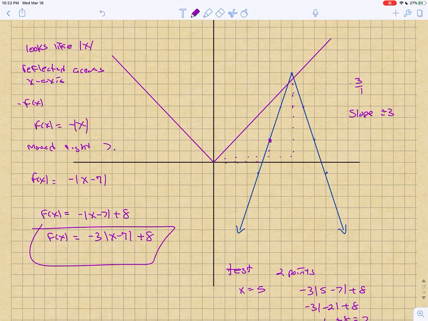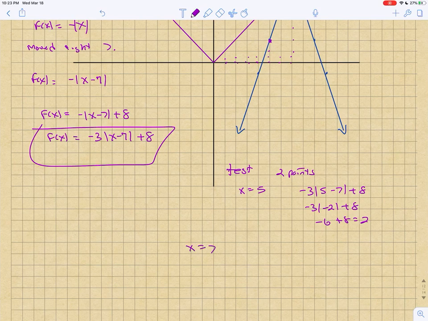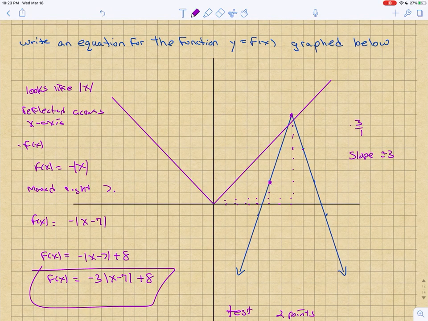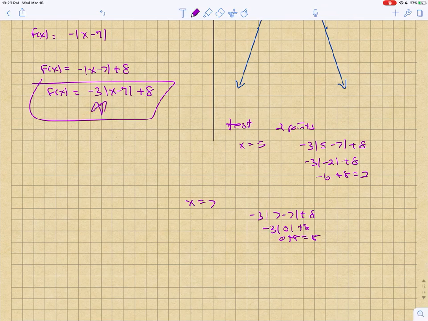If we test this point, which is 7, 1, 2, 3, 4, 5, 6, 7, x equals 7, I get negative 3, 7 minus 7 plus 8, negative 3 times the absolute value of 0 is 0, plus 8, 8. This is correct. That is my answer.